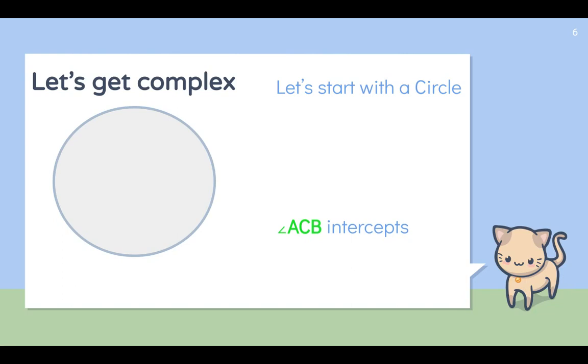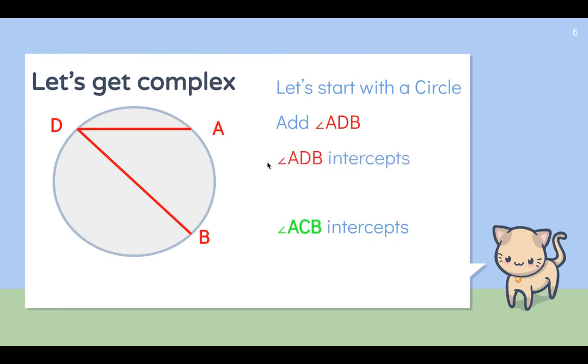So we have this nameless circle, and inside it we're going to add angle ADB. And angle ADB, you can see, is an inscribed angle because the vertex D is sitting right on the circle. I want you to notice that angle ADB intercepts this arc out here.